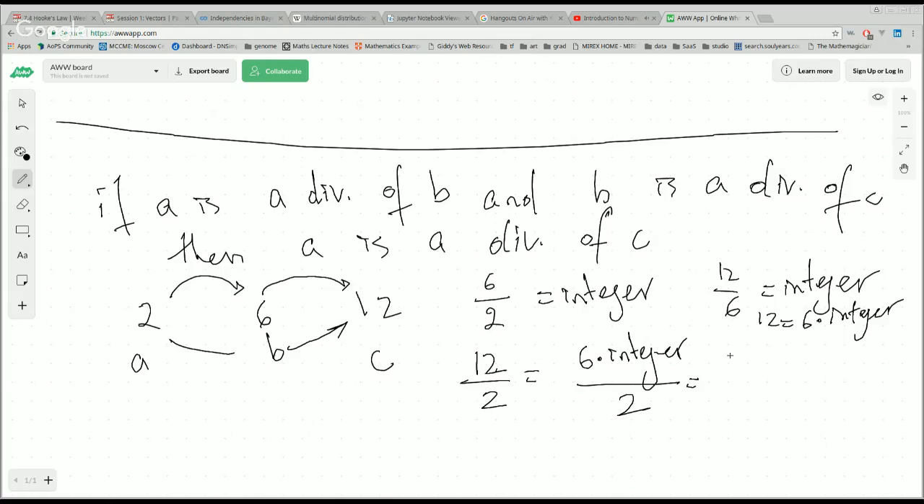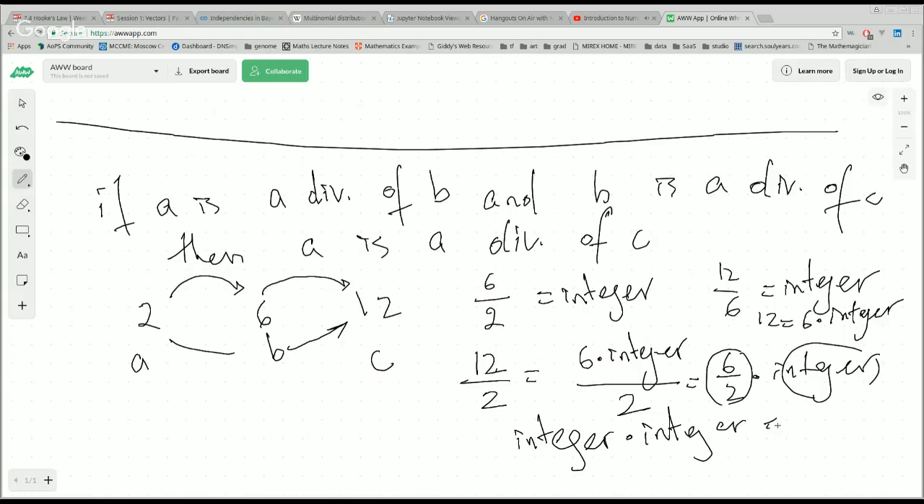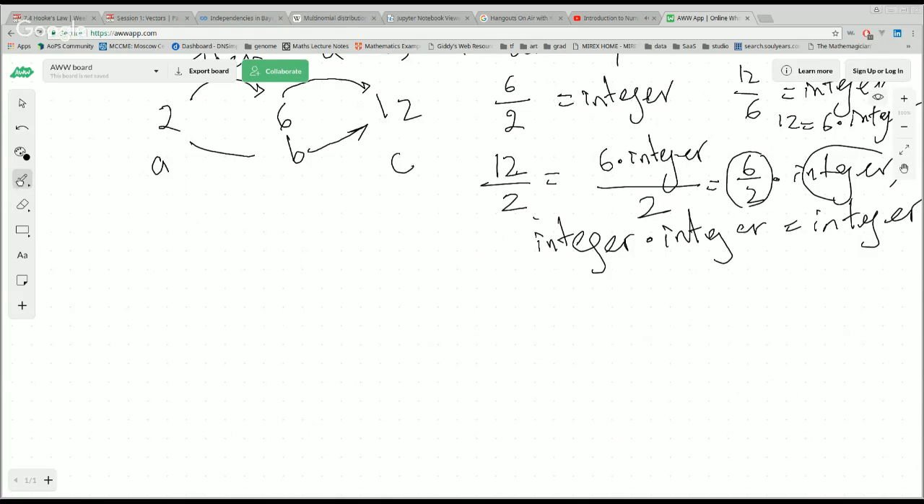And I can, of course, rewrite this as 6 over 2 times whatever this integer may be. And I know that 2 was a divisor of 6. So this expression, 6 over 2, was an integer. So what do I get? I get an integer right here times this integer. And an integer times an integer is, of course, an integer, which means 12 over 2 was an integer. So 2 is a divisor of 12. Now, this is an example. This is not a proof. So let's try to formalize this and turn this into a general case.